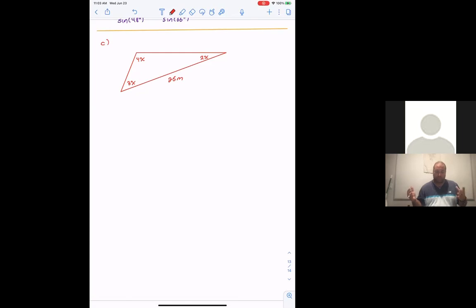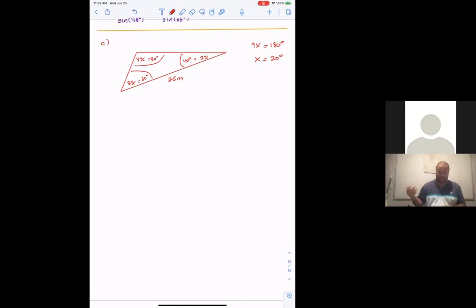So 2x, 3x, and 4x, which is a total of 9x, must add to 180 degrees, which means x must be 20 degrees. So this angle here being 2x is 40 degrees. This angle here being 3x is 60 degrees. And this angle here being 4x is 80 degrees. 80, 60, 40, that does in fact form a 180-degree triangle. Wonderful. So now I have an angle side pair and something else.